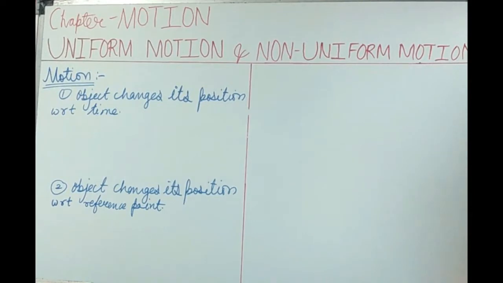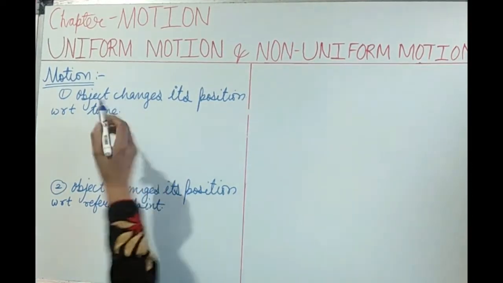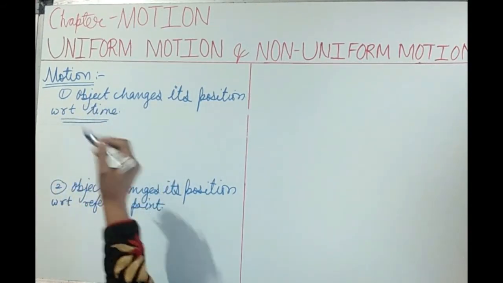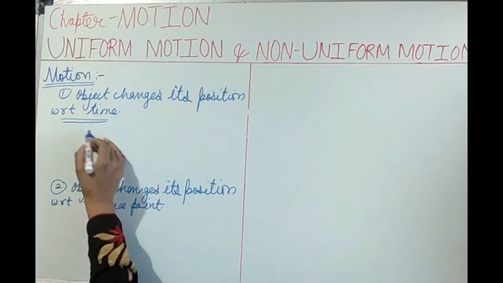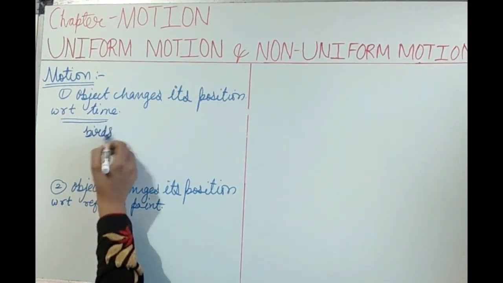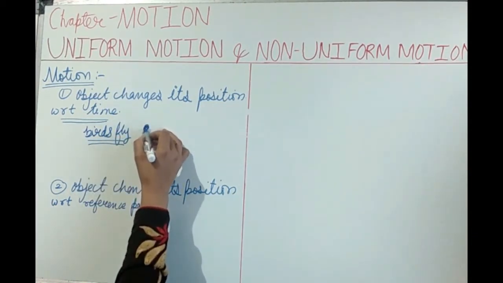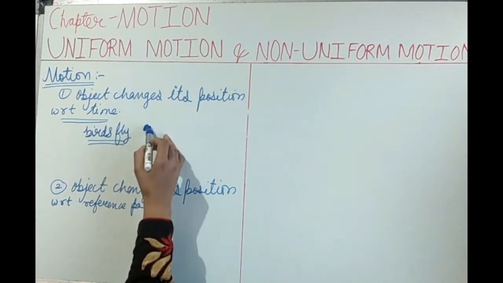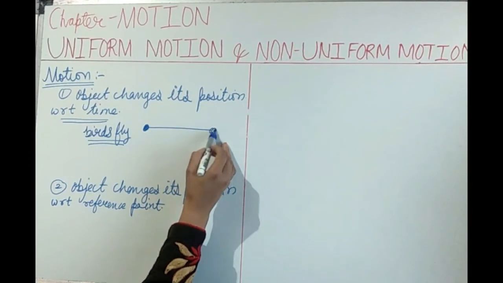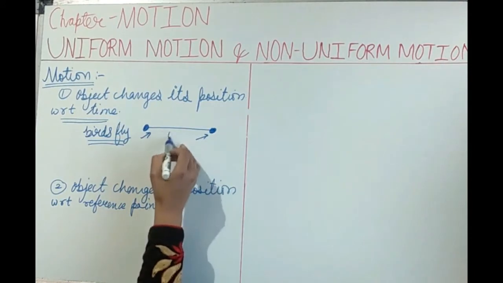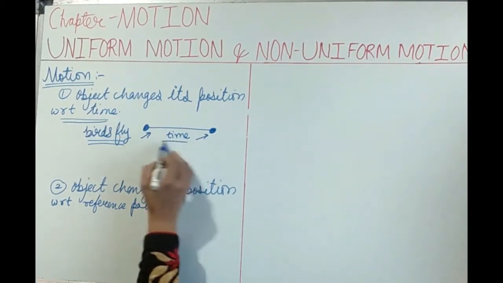To understand what uniform and non-uniform motion are, first of all, you should know what motion actually is. The first definition of motion says an object changes its position with respect to time. Here we can take examples. Birds fly. Let's say at some point of time, birds are here, and after some time, they have flown away to some other place and reached here. So they have changed their position with respect to time and motion has occurred.